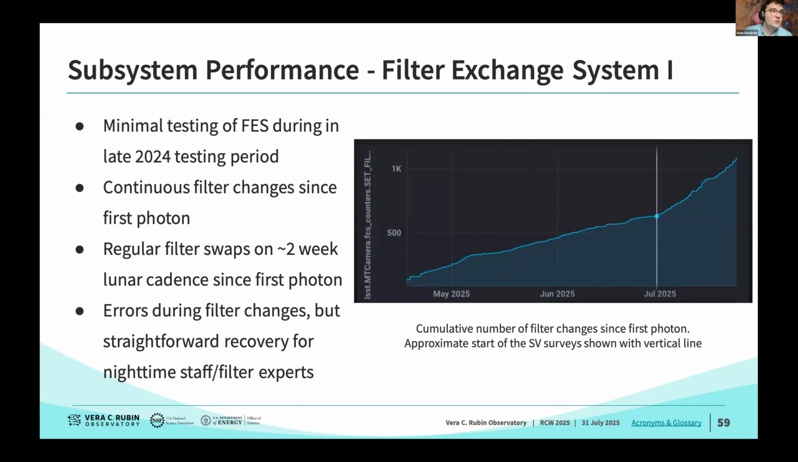Next slide, please. In the remaining 2 minutes, I'd just like to highlight 2 subsystems that we're still trying to improve. The first is our filter exchange system, which has actually been performing quite adequately. We've had continuous filter changes since first photon, and we've been swapping our filters on the regular 2-week cadence according to the moon. We've had minor errors during filter changes, but most of them have been a straightforward recovery for our filter exchange experts who reside in France, which is actually quite convenient for us since morning in France is middle of the night in Chile.